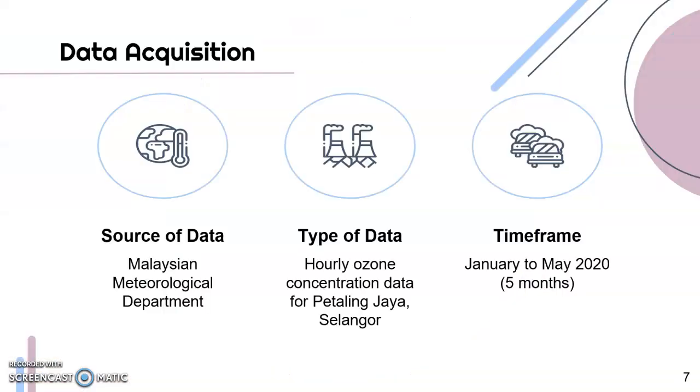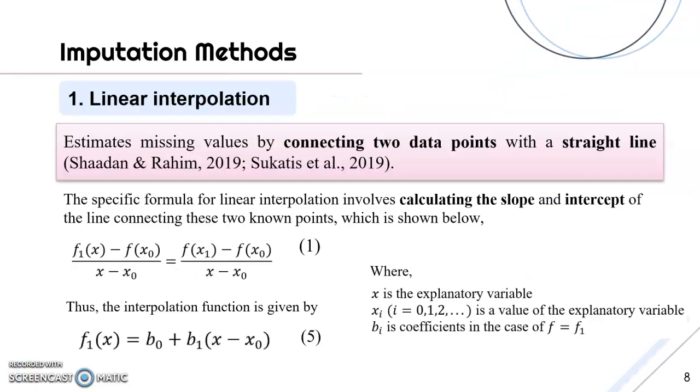The ozone concentration data was collected from the Malaysian Meteorological Department for the Petaling Jaya area in Selangor. We collected hourly ozone concentration data from January to May 2020. This provided a rich data set, but also one that included several gaps due to missing values.